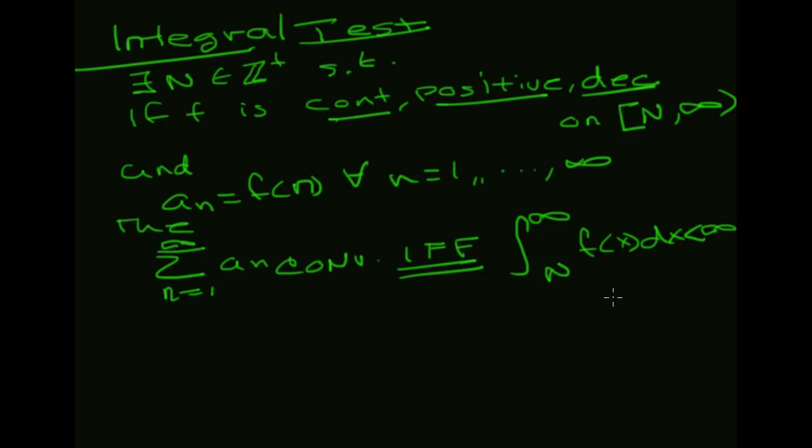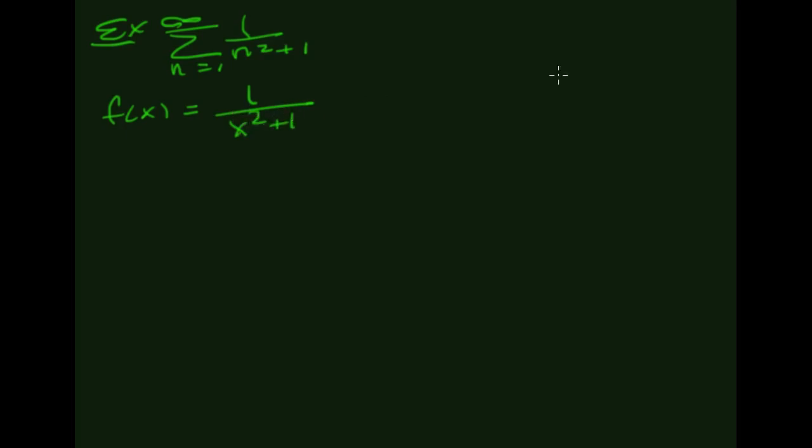So let's look at an example where we get convergence here, and then we'll look at also an example where we might get some semblance of divergence. Okay, so let's take the example of the series from n equals 1 to infinity of 1 over n squared plus 1. So we're going to let f of x be the related function, 1 over x squared plus 1.